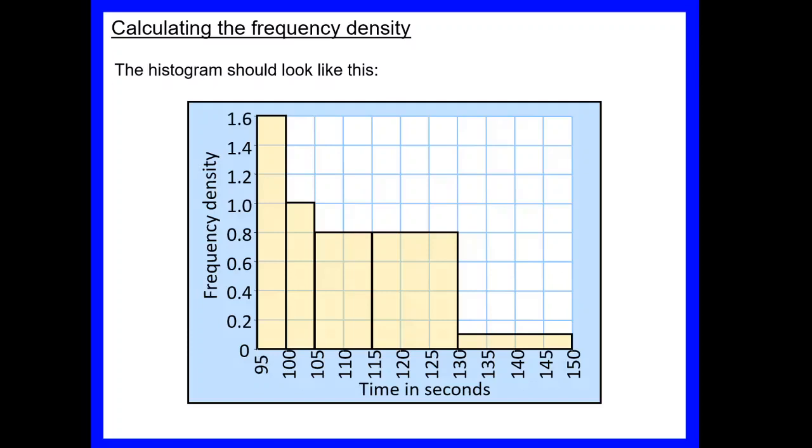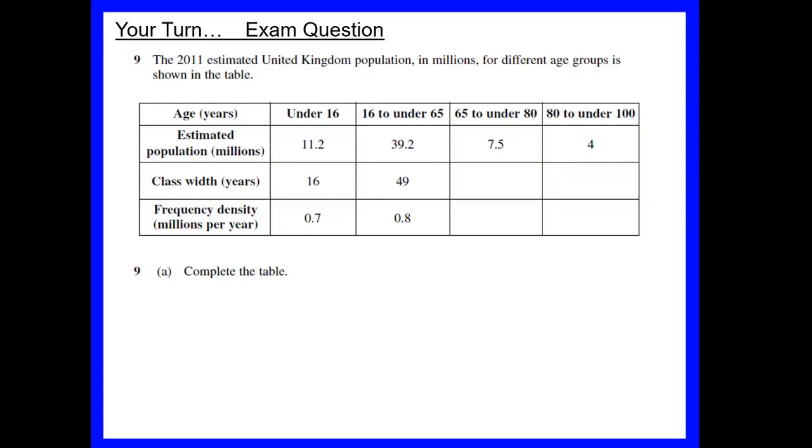before you move on. Okay, so now it's your turn. I've taken this from an exam question. The first part of the question wants you to complete the table. The table is the same as the one I used, except we've got the columns and rows going in the opposite direction. So you need to fill in the class width and then calculate the frequency density. Pause the video now and have a go at completing that table.